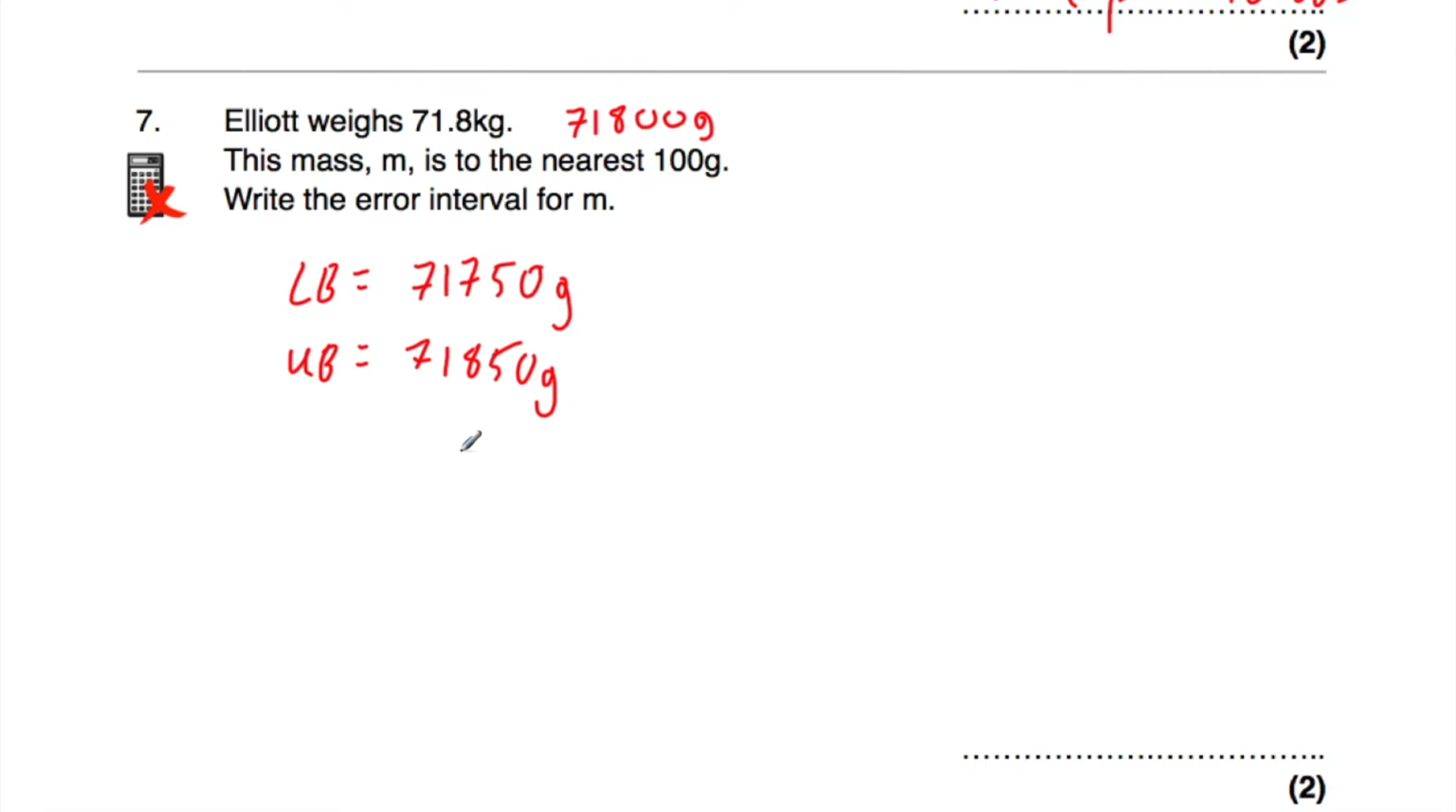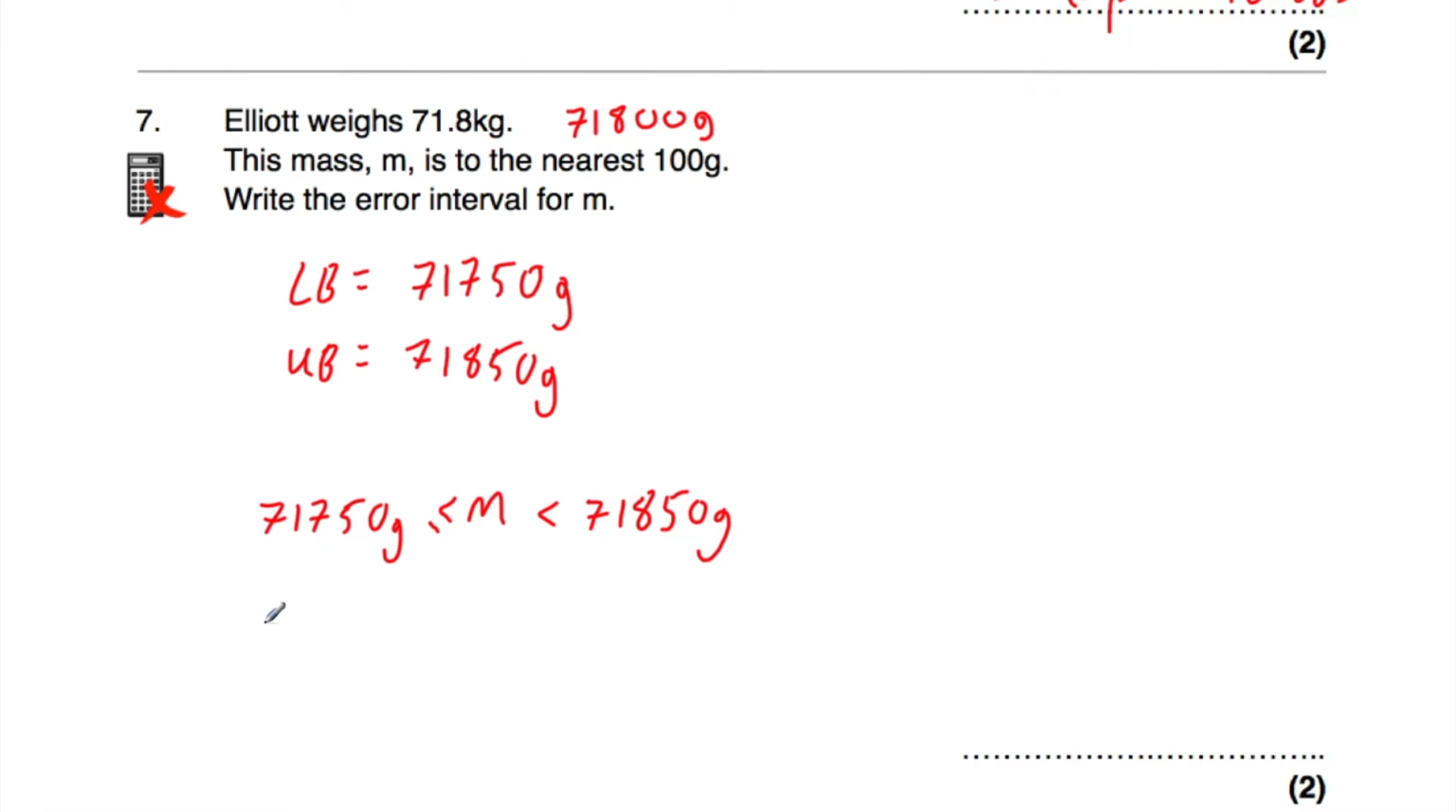Now we can write that as an inequality. So our error interval will be his mass, m, is greater than or equal to 71,750 grams, but less than 71,850 grams. Now, because in the question his mass was given in kilograms, let's change both of these back into kilograms.